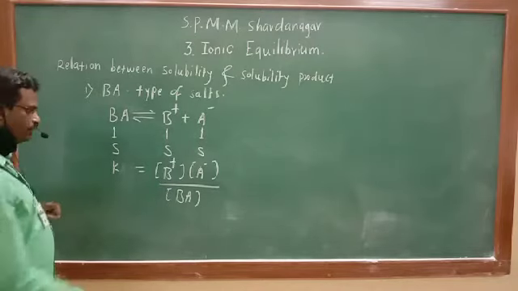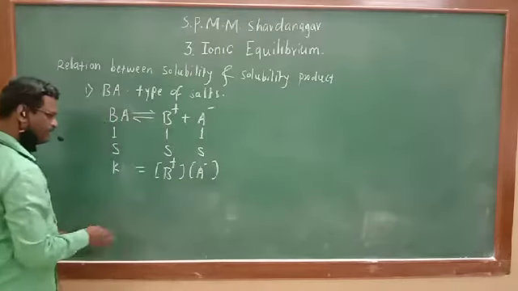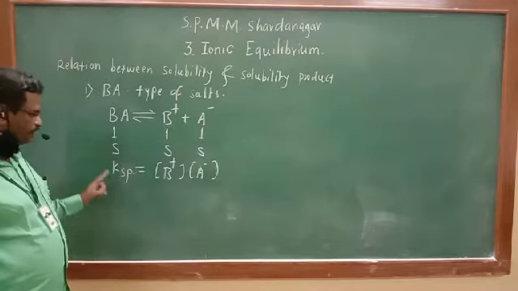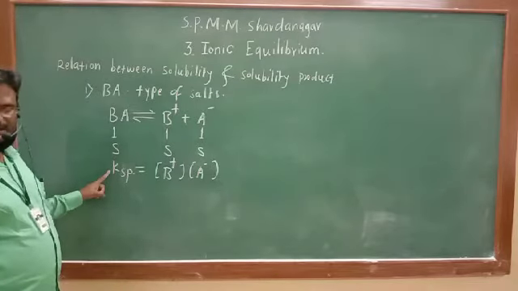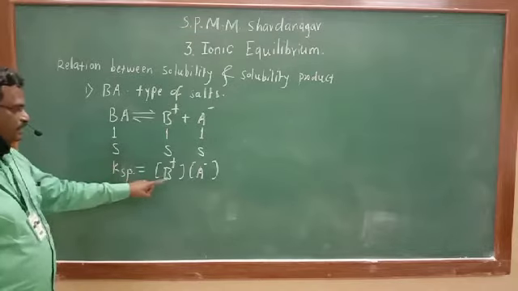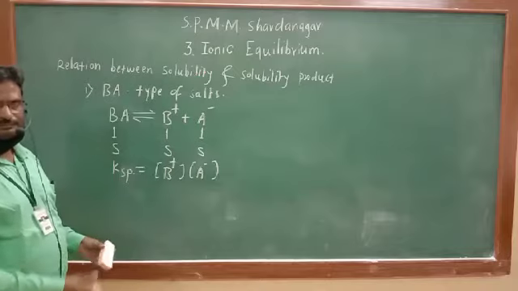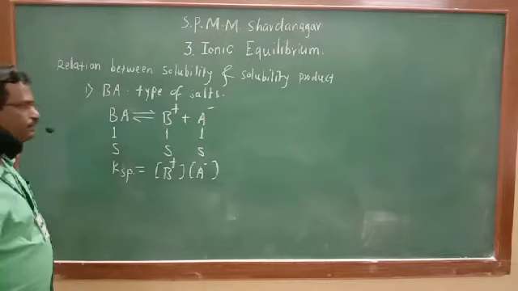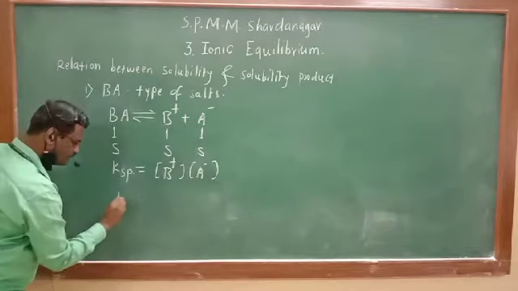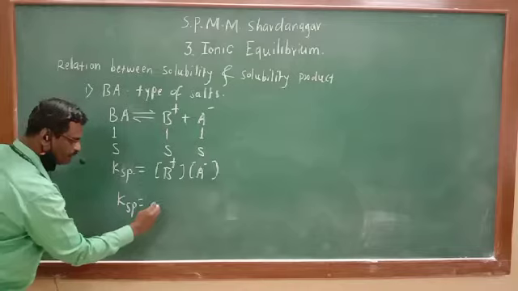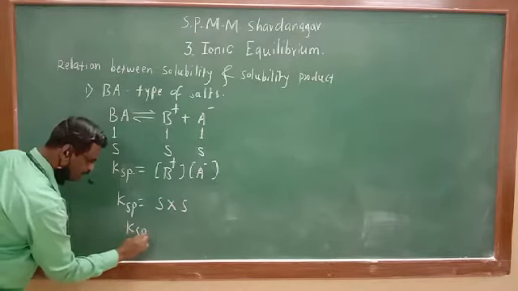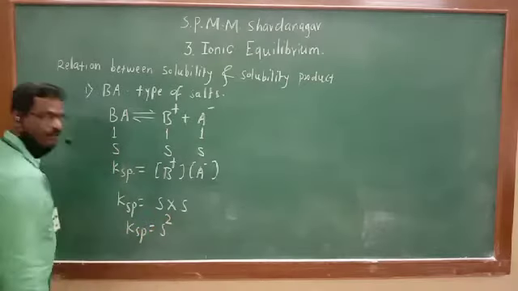Constant into constant, there is a new constant, and that is known as Ksp, the solubility product constant. So directly we can write the equation for this salt: the solubility product constant Ksp is equal to [B+][A-]. Now substitute the values. [B+] is S, [A-] is also S. So Ksp will be equal to S multiplied by S. So Ksp will be equal to S square.